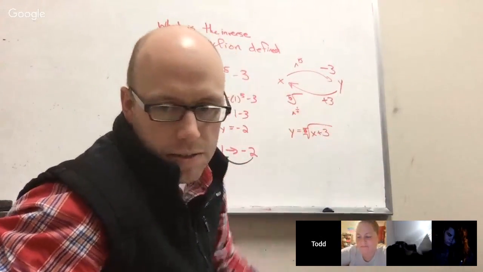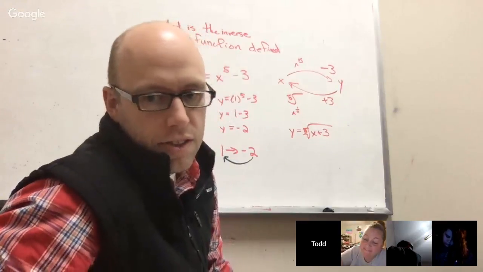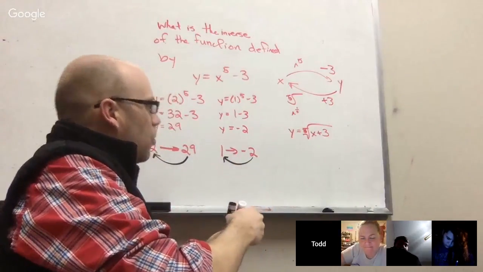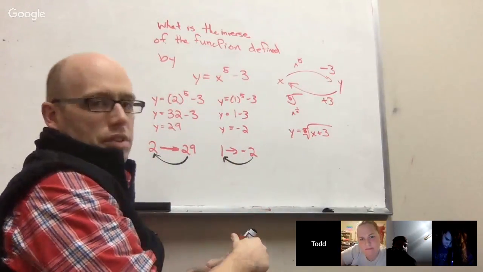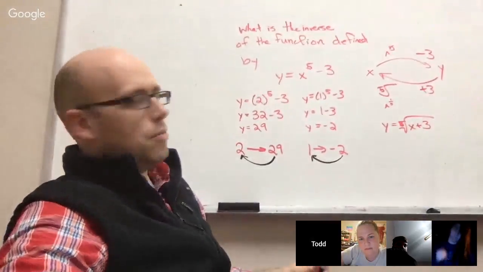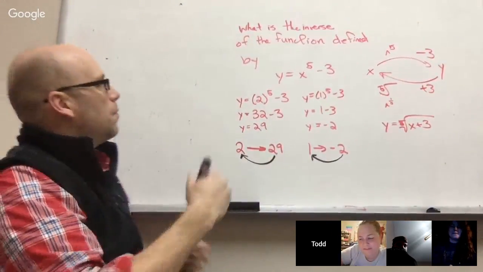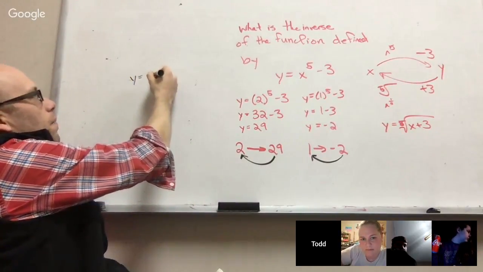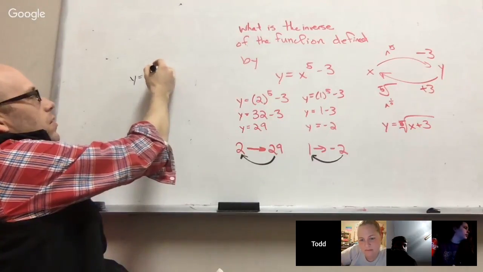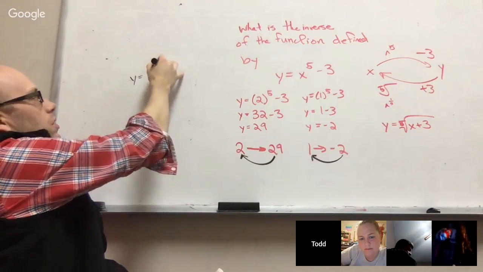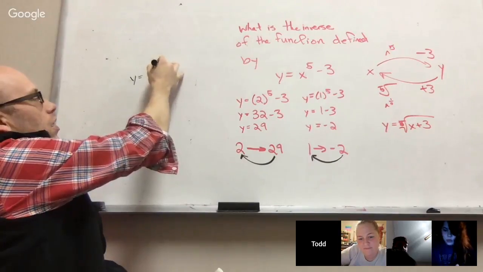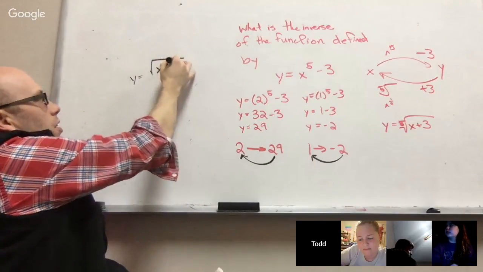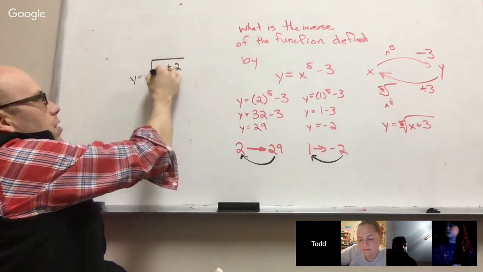Can we do another example? Sure. So another example would be, let me move it over this way, Melissa. Let's say I have y equals the square root of x plus 2, divided by 3.